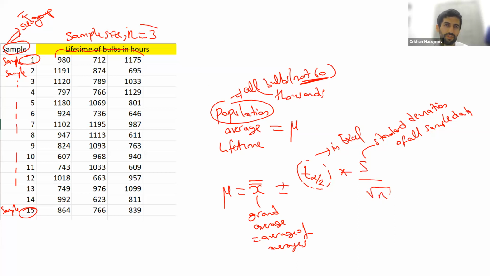And n is 3 here. So you can see 1, 2, 3: we have 3 bulbs in each sample. The sample size is 3. So we will determine the value of the x double bar, or grand average, then t alpha by 2, which comes from Excel, and then S again. I will use Excel to find the values, so let's do that, and then we can move to the next part of the question.